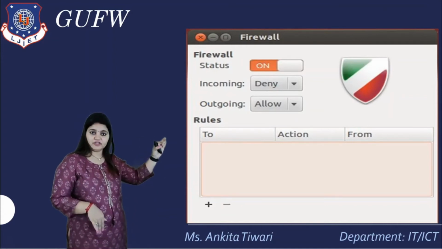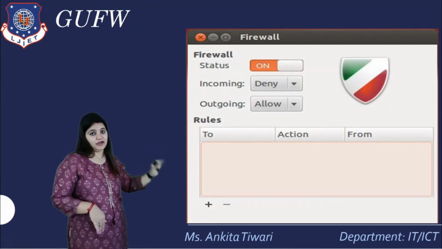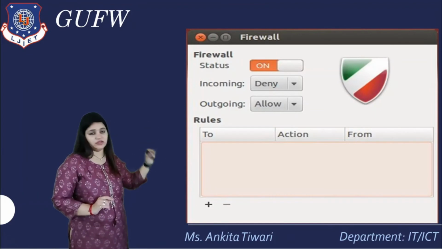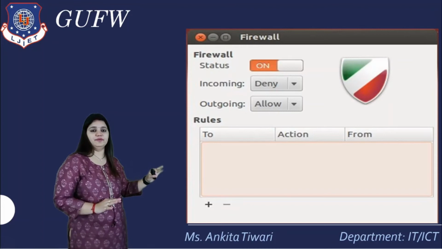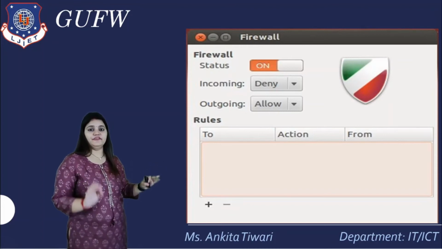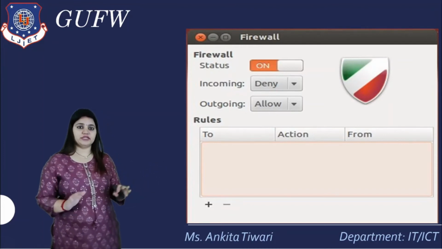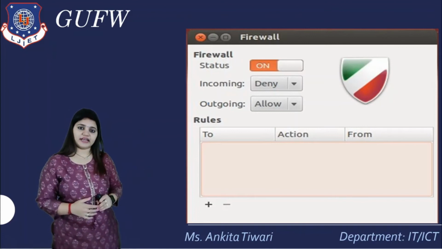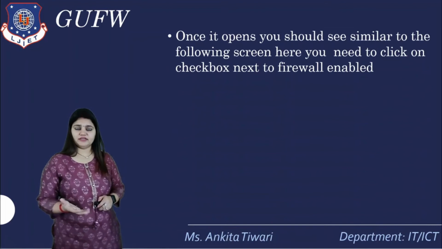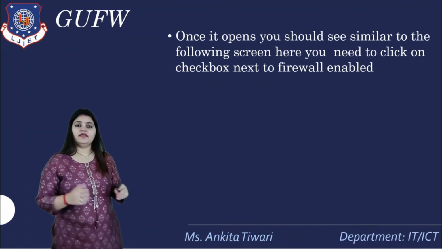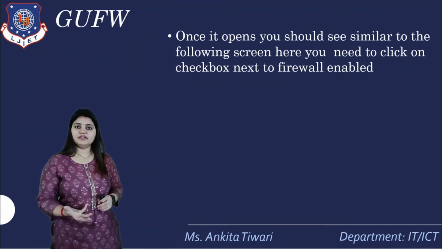Incoming is defined with allow and deny, and outgoing is also defined with allow and deny rules. So both the things are set in your system, with the different parameters that you can use. These are the two things that you have to do. Once it is opened, you should see a screen similar to the following.